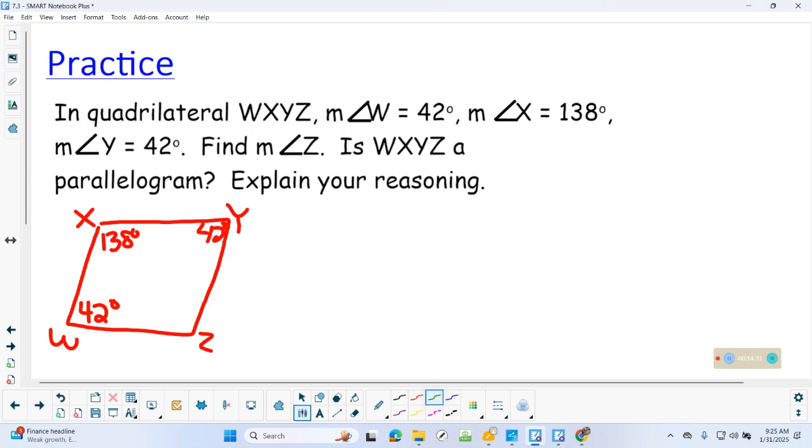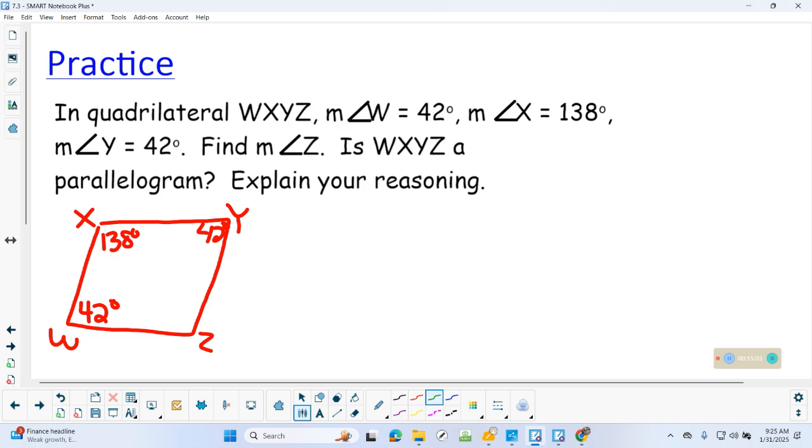All right, so for this guy, of course, let's first start with what is angle Z. Now, here's where this gets fun. I know you want to say it's what? What do you think Z is? 138. Because if I know it is a parallelogram, I could slap down 138 and be done. But I don't know that yet. I'm trying to figure it out. So I'm going to use an old school formula up here on the board from 7.1 to prove it is actually 138.